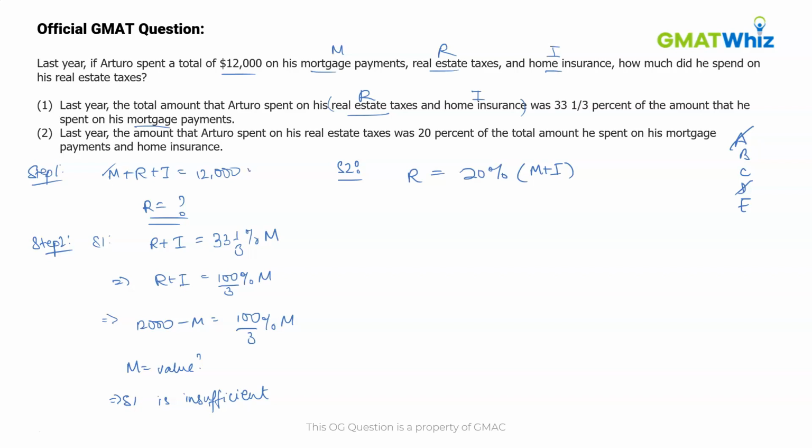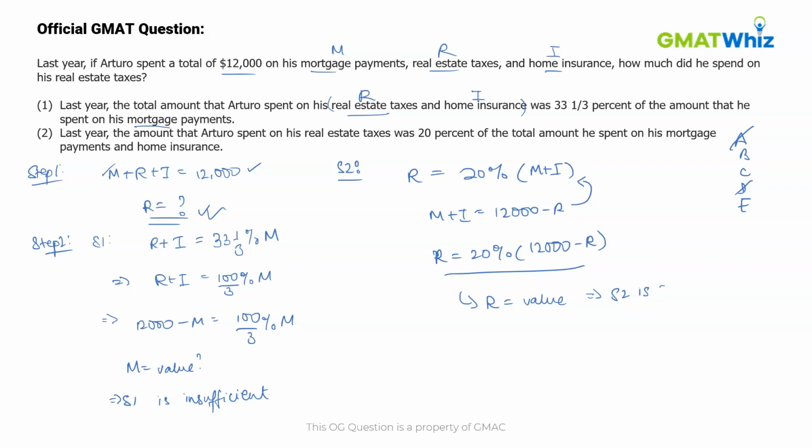Now using the equation that we got from the question, M plus I can be written as 12,000 minus R. Plugging in this value of M plus I in the equation from statement 2, we have R equal to 20% of 12,000 minus R. This is a linear equation in R, and in the question we are asked about the value of R itself. So we can find the value of R, and hence statement 2 is sufficient. So the correct answer is option B.